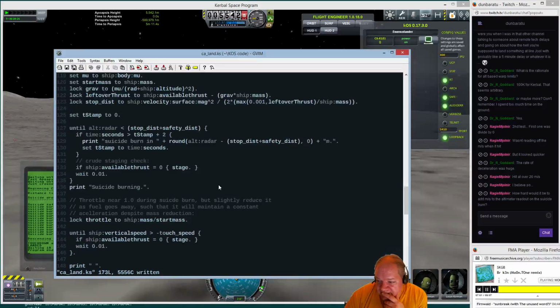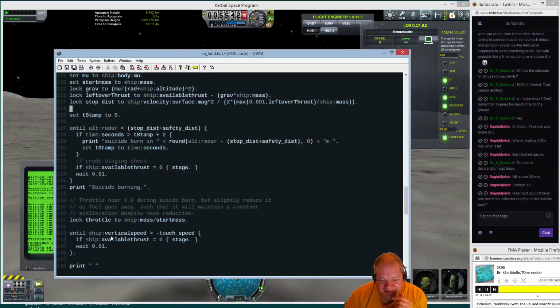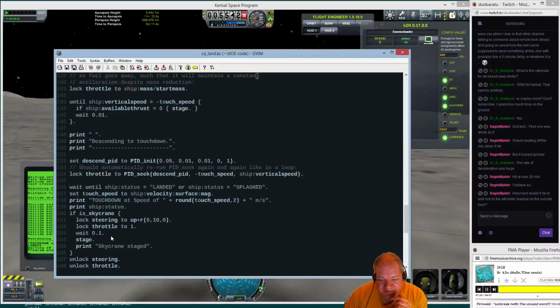How hard would it be to add meters per second to the altimeter readout on the suicide burn? Well, the suicide burn doesn't really have a readout. Once it starts, it doesn't say anything anymore. But we could put that in there. The difficulty is that the suicide burn itself has no code running. It just locks this and then waits. So it's right in here, and there's no actual code running during any of this.